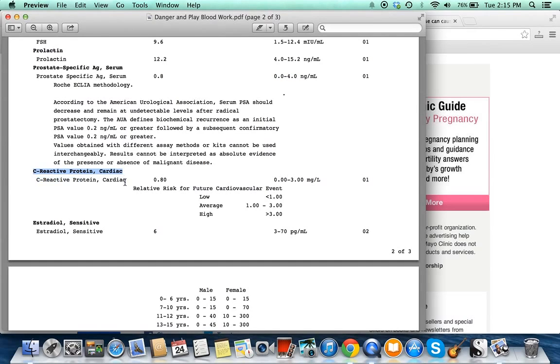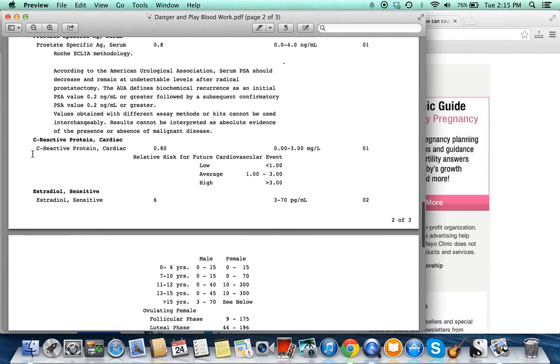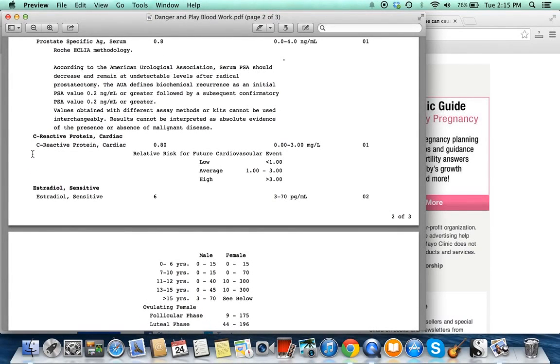Is TRT going to give you a heart attack? I read some article in the New York Times about TRT and heart attacks. Well, that's why it's C-reactive protein. That's a measure of cardiovascular event. 0.8, way at the lower end of the range, which is 0 to 3. My C-reactive protein is great. My cholesterol is great. My lipids are great. My fasting glucose is great. My fasting insulin is great.